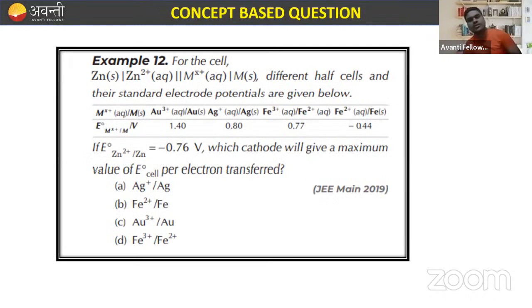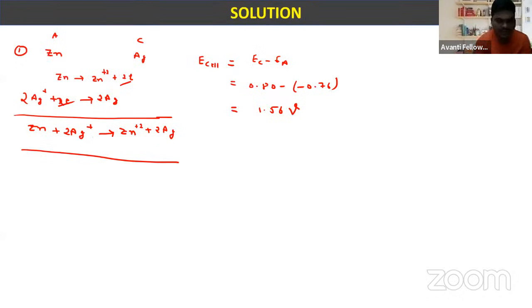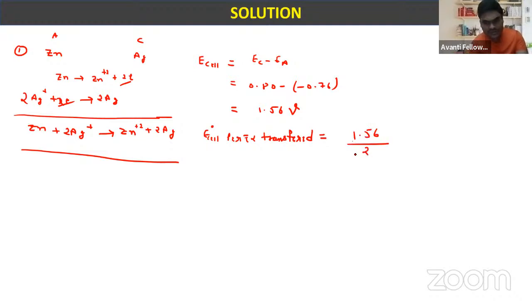What is the question they are asking? They are asking which cathode will have the maximum value of E naught cell per electron transfer. So this is for 2 electrons, right? This is for 2 electrons. So E naught cell per electron transfer is equal to 1.56 divided by 2, so it comes out to be 0.78 volt.